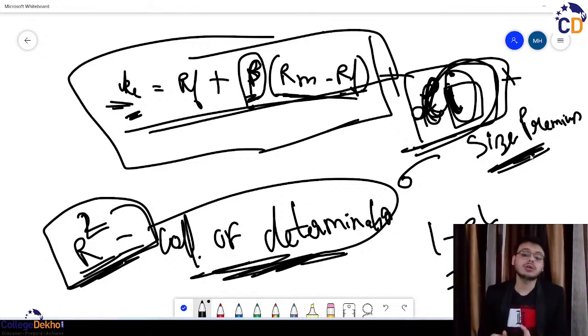अब size premium क्या होता है? Size premium is basically, let's take a small example. We know what a large cap company is. A large cap company is a very strong company, a very fundamentally strong company, right? The company which has become a mature company in that industry.